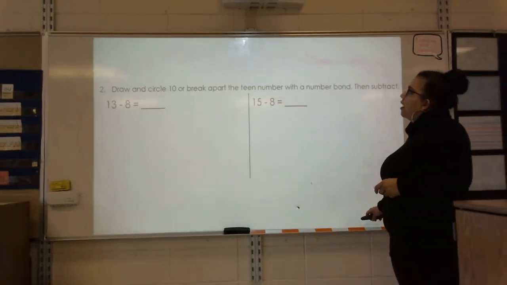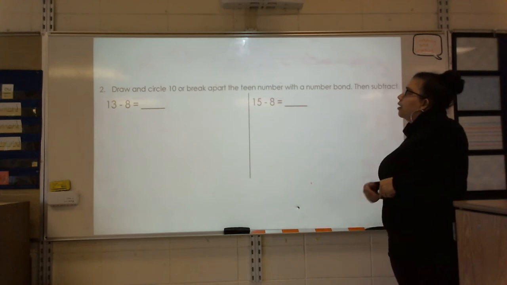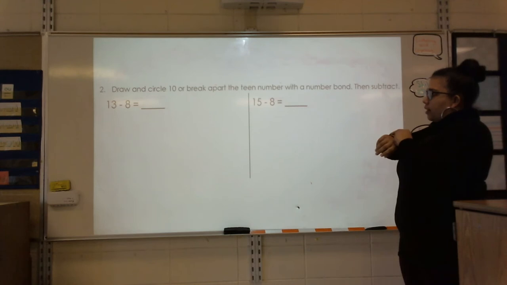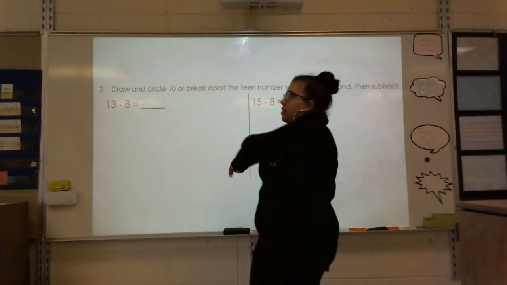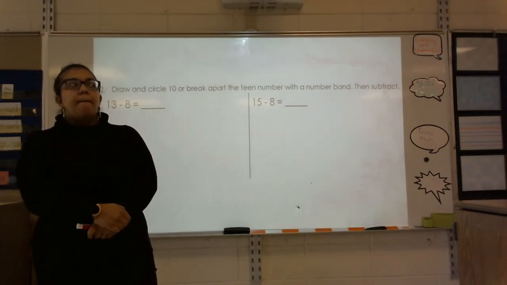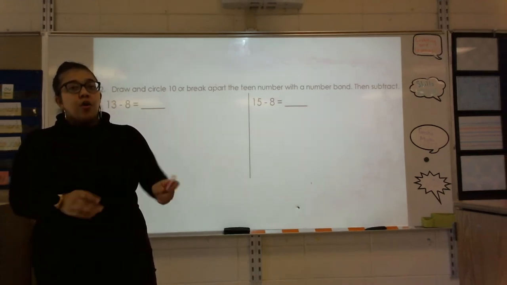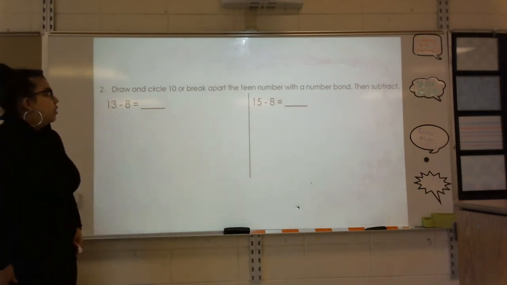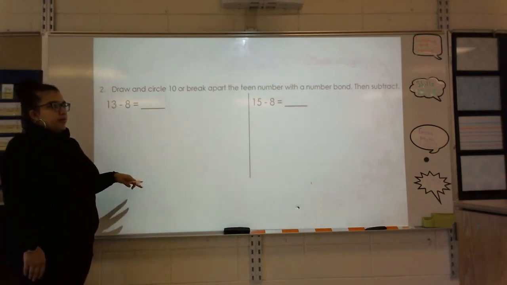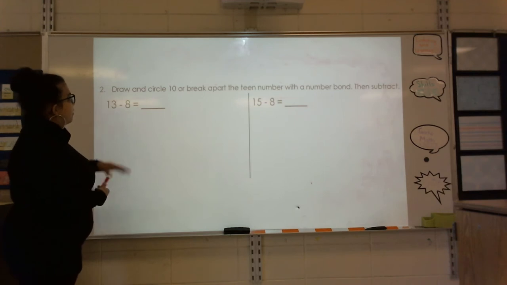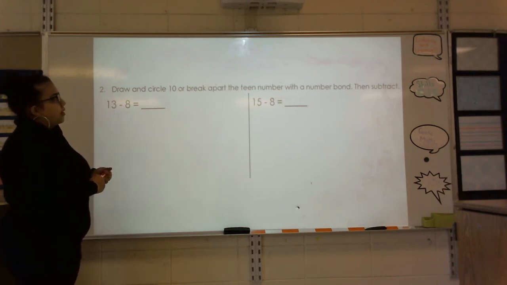All right, so this time we're going to draw and circle 10 or break apart the teen number with the number bond, then subtract. Okay, so what I want us to do is that level 3 of the teen number, breaking it apart with a number bond, and then we'll check our work with a picture. So that way you can see both the number bond and the picture. You can do the picture and then try the number bond, or you can do the number bond and check it with a picture. That's how we solve it.